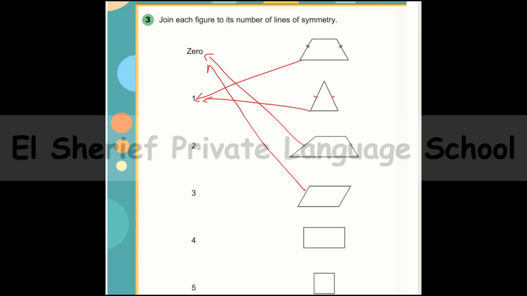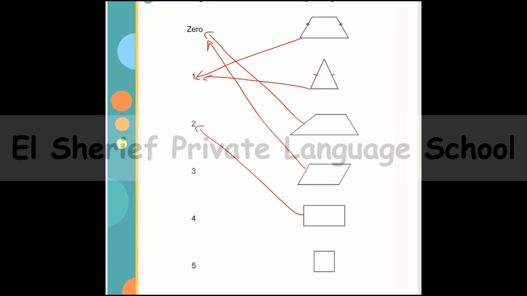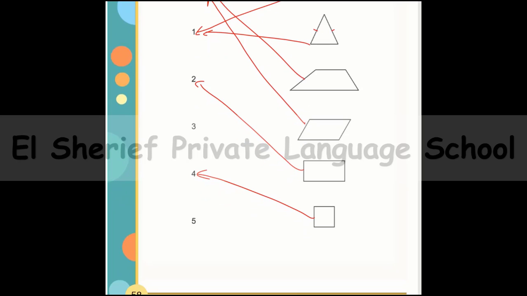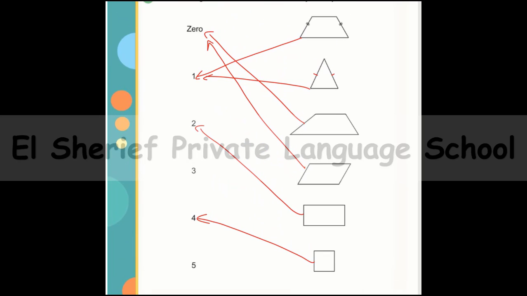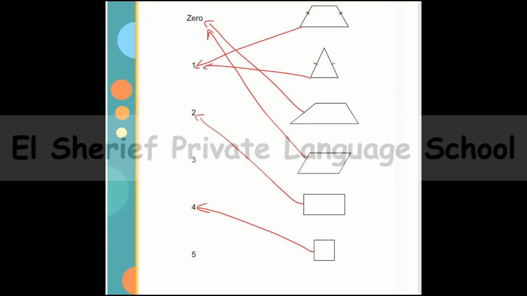In a rectangle, we have two lines of symmetry. In a square, four lines of symmetry. And in a rhombus, we have two axes of symmetry. So now we know congruence and axis of symmetry.